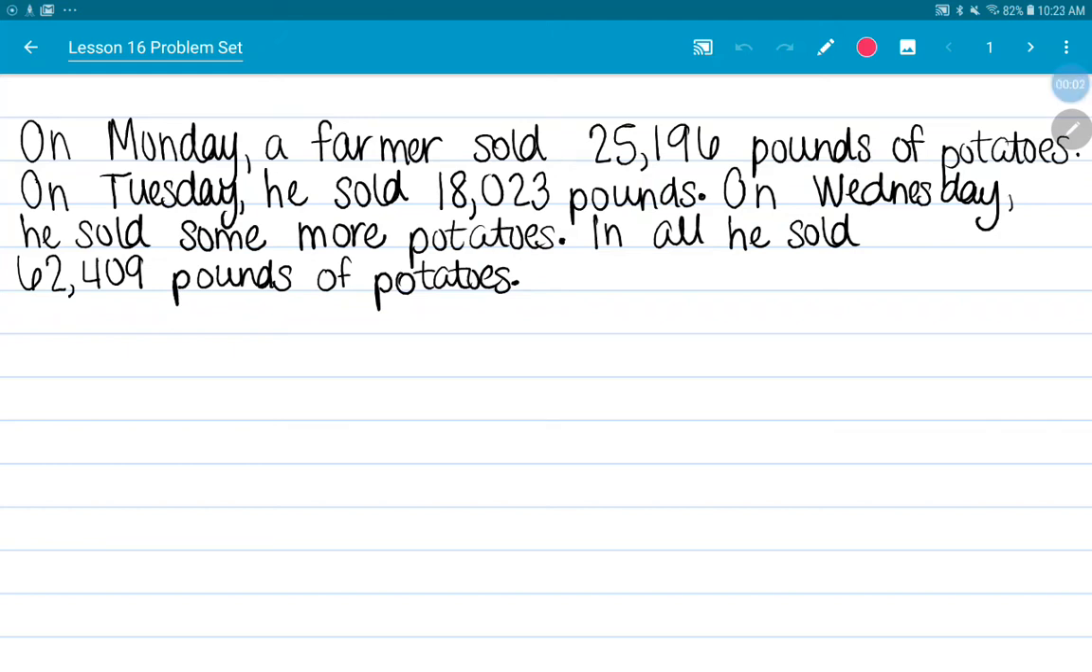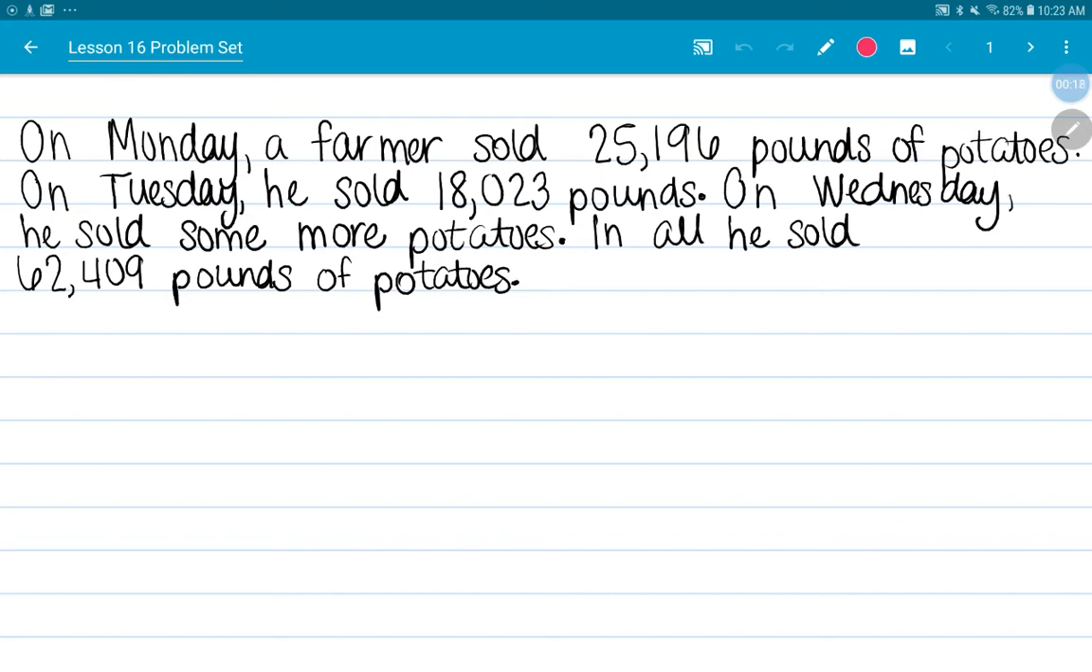Looking at your lesson 16 problem set, page 115. Lesson 16 problem set, page 115 from your Learn book. We're looking at number 1.